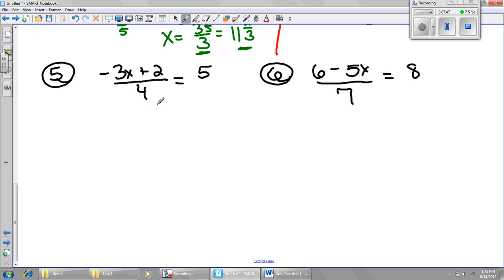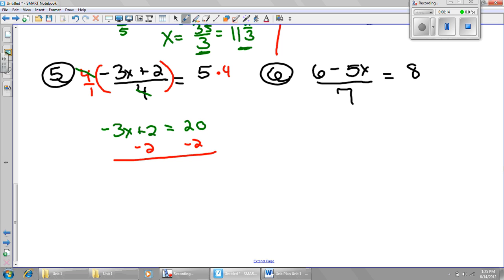All right, this 4 is keeping everything from being free, right? So I'm going to multiply both sides of the equation by 4 over 1, and actually just by 4 on the right-hand side, but it's the same thing. The 4's will cancel. All right, I'll be left with a negative 3x plus 2, and that'll equal 20. And now it's just a 2-step equation. I'll subtract 2 from both sides, and I'll end up with negative 3x equals 18. And then, of course, I'll divide by negative 3 on both sides. X should equal negative 6.